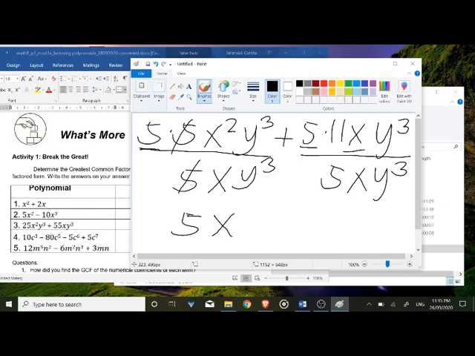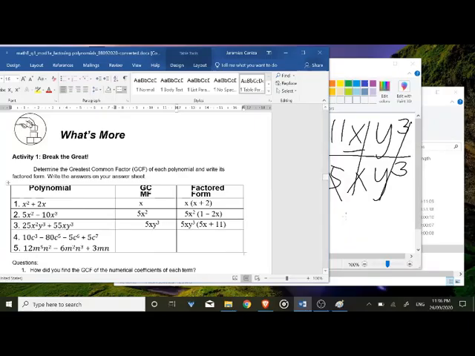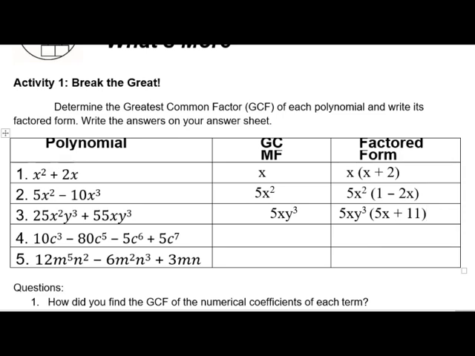Tapos common y cubed divided by y cubed, that's 1. So, cross out or cancel out din dito. Tapos isang x din. Tapos isang 5. So, ang natira is plus 11. So, 5x plus 11 ang isang factor natin dito sa factored form. So, 5xy cubed times a quantity of 5x plus 11. That is now the factored form.